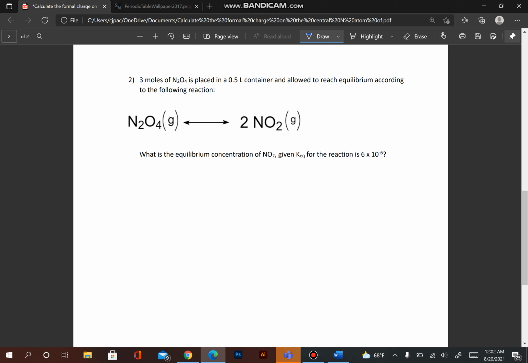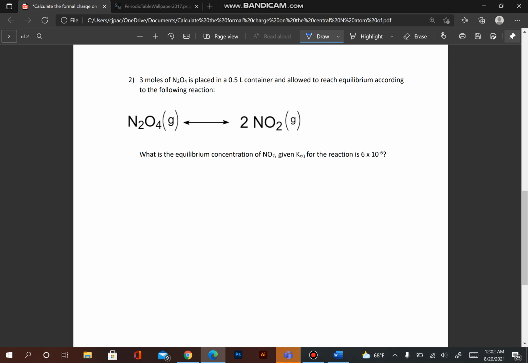So question 2 says 3 moles of N2O4 is placed in a 0.5 liter container and allowed to reach equilibrium according to the following reaction. What is the equilibrium concentration of NO2 given KEQ for the reaction is 6 times 10 to the minus 6. So we were told the equation currently sits at equilibrium, allowing us to write out its KEQ expression.